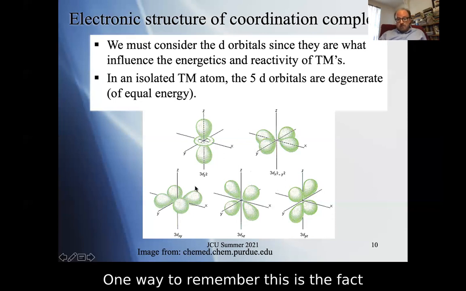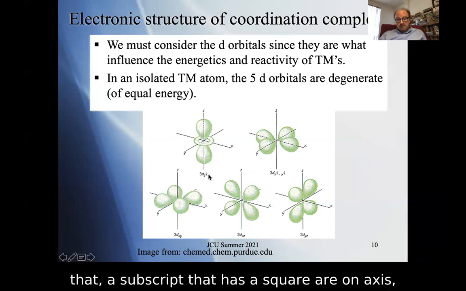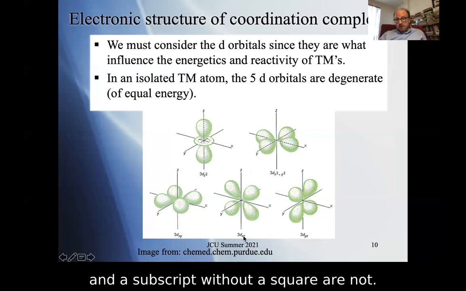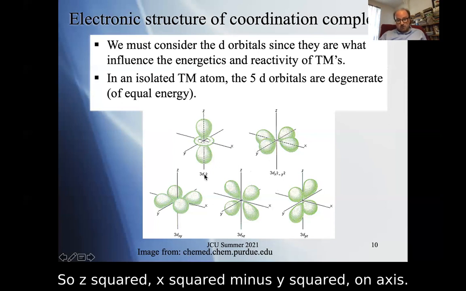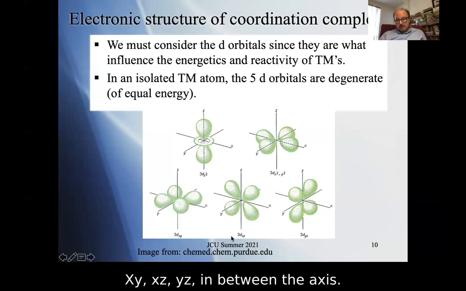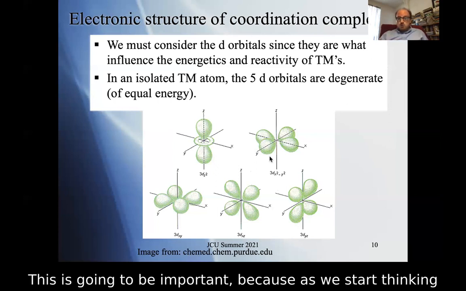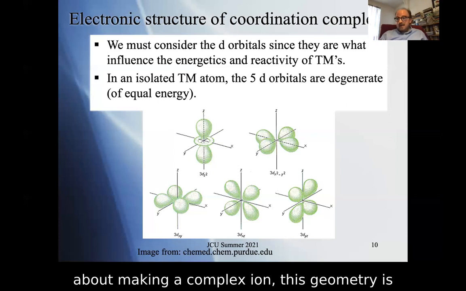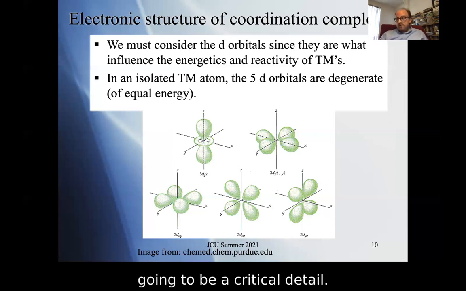One way to remember this is that a subscript that has a square is on axis, and a subscript without a square is not. So z squared and x squared minus y squared are on axis; xy, xz, and yz are in between the axes. This is going to be important because as we start thinking about making a complex ion, this geometry is going to be a critical detail.